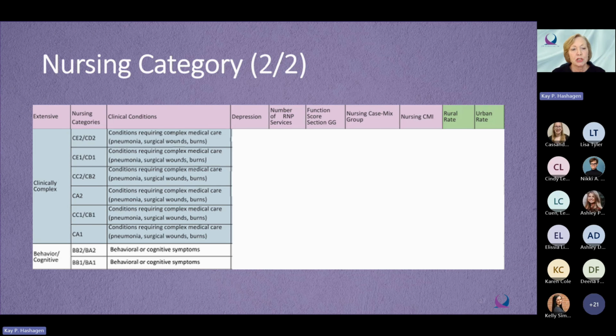This is the second portion of the nursing category, the lower levels. So it's clinically complex, behavioral, and physical issues. The depression and the number of restorative services are involved in this section. So again, you might think, oh, restorative, we can't do that, but it's the drips that fill the bucket. If you have a lot of patients in that lower behavioral category or reduced physical functioning, you might really find that it's worthwhile to add your restorative programs in there.